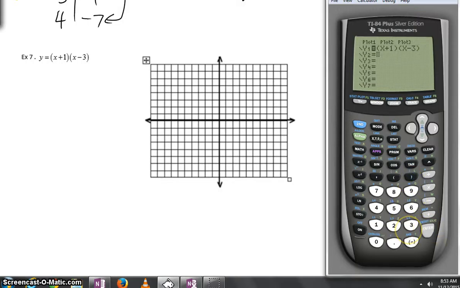And at this point, guys, we've typed it in. We're good to go. We have already set up our window in a negative 10 to 10 frame. So you don't have to hit zoom 6 again. You are more than welcome to just press graph. Graph is that top right button. And sure enough, you can see a nice U shape showing up. The vertex, I'm going to put my finger on it. It's right here. It's the very bottom of that U shape.